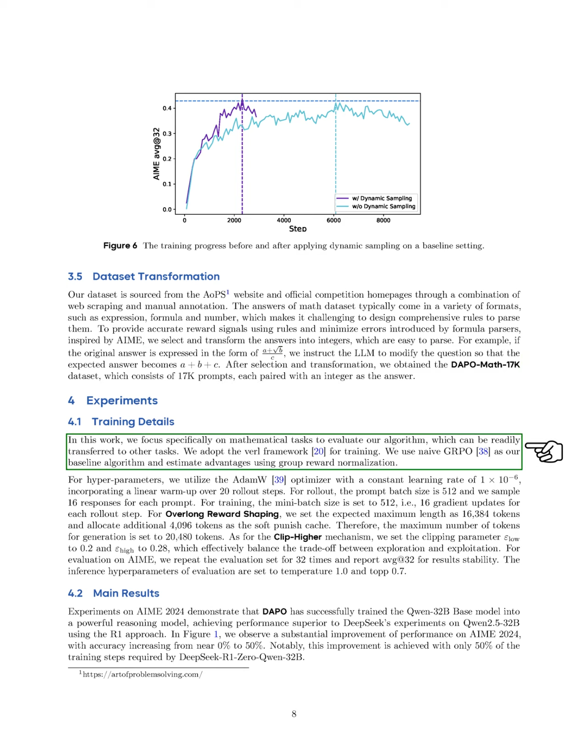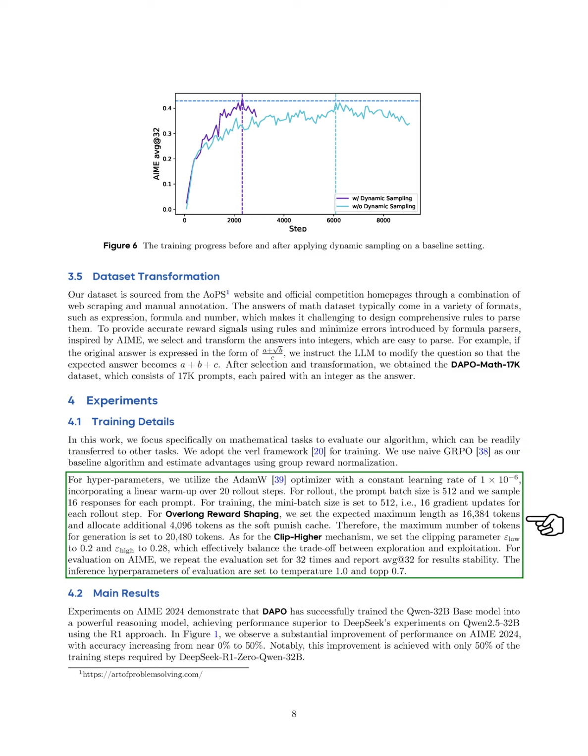In our training, we focused on mathematical tasks, using the verl framework and naive GRPO as our baseline. We set hyperparameters with the AdamW optimizer and a constant learning rate, along with specific settings for batch sizes and token limits. Our overlong reward shaping set the maximum length at 16,384 tokens, with an additional cache for penalties, totaling 20,480 tokens for generation. We also adjusted parameters for the clip higher mechanism to balance exploration and exploitation.